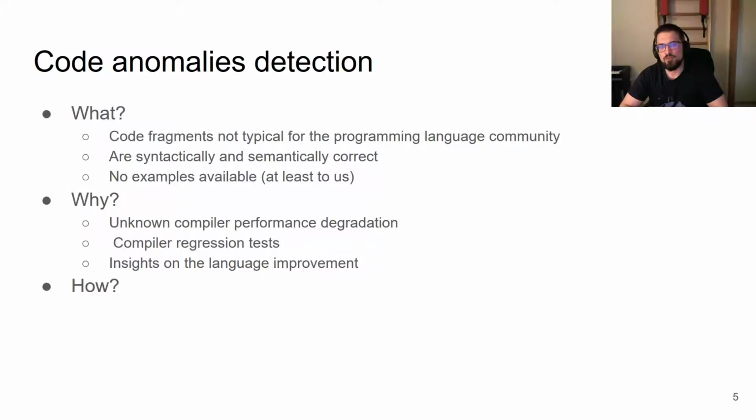Such code examples are usually of great interest to language developers. First of all, they could reveal the previously unnoticed compiler defects, could be used for compiler performance or regression testing, and may even provide some hints on how to improve the language itself. So the informal task description that we got was take all the Kotlin code in the world and find some weird programs.